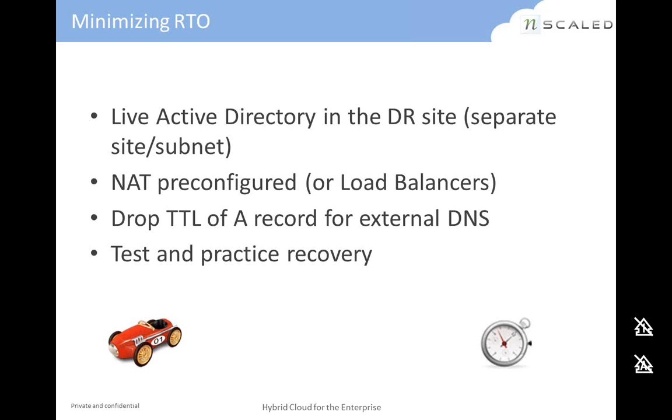The NAT points to the IP addresses that the servers are going to get when they come up in the DR environment. That way you know that that's ready to go. You know what the IP addresses are going to be. It's not like you're going to have a different IP address when you fire up in a disaster. So having your NAT pre-configured is kind of key.